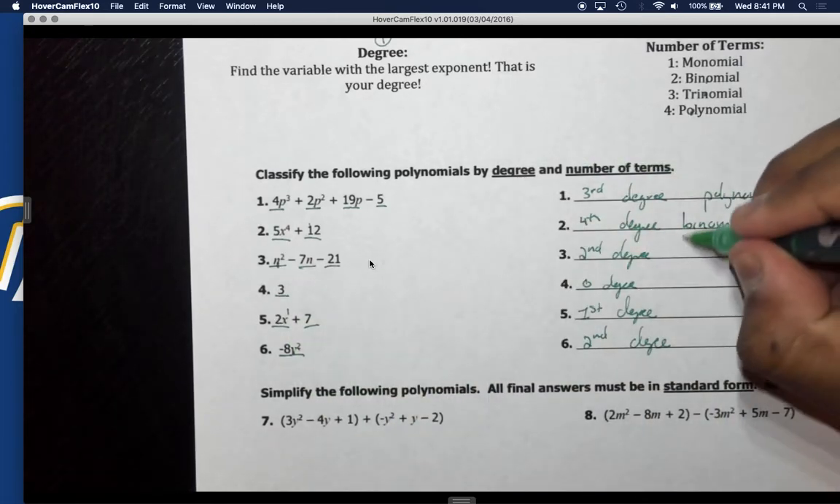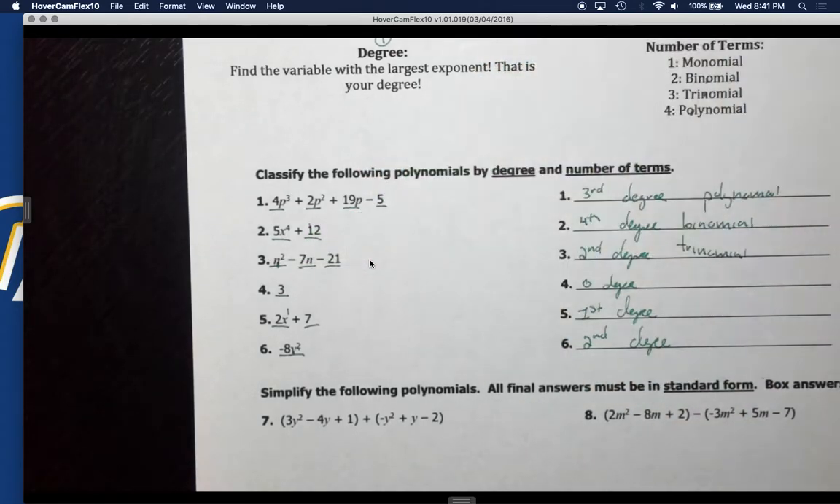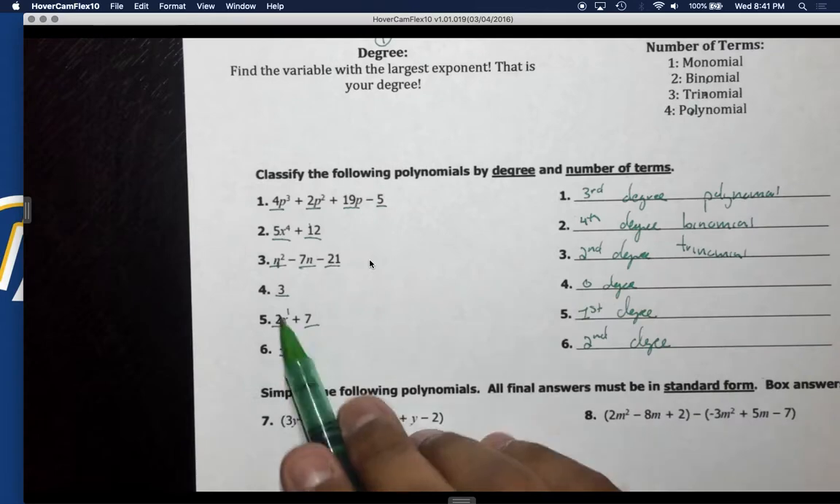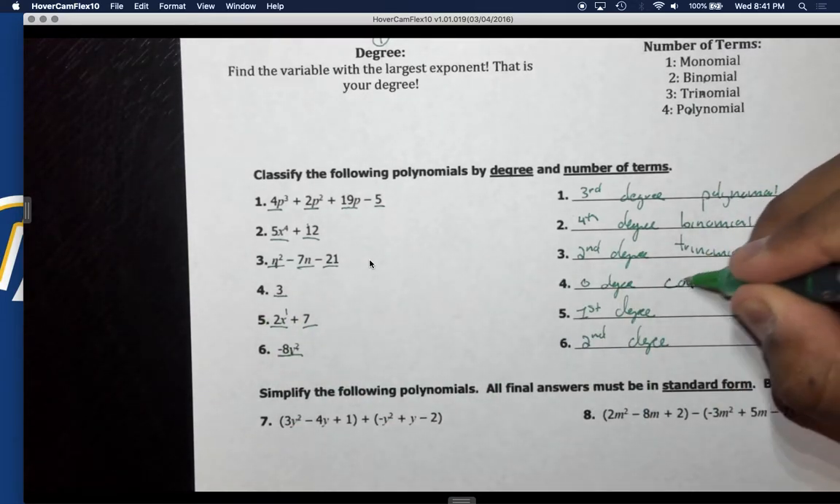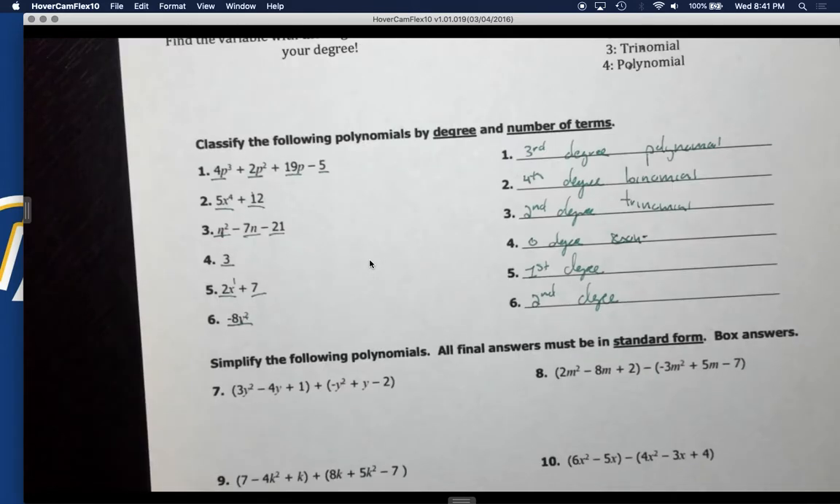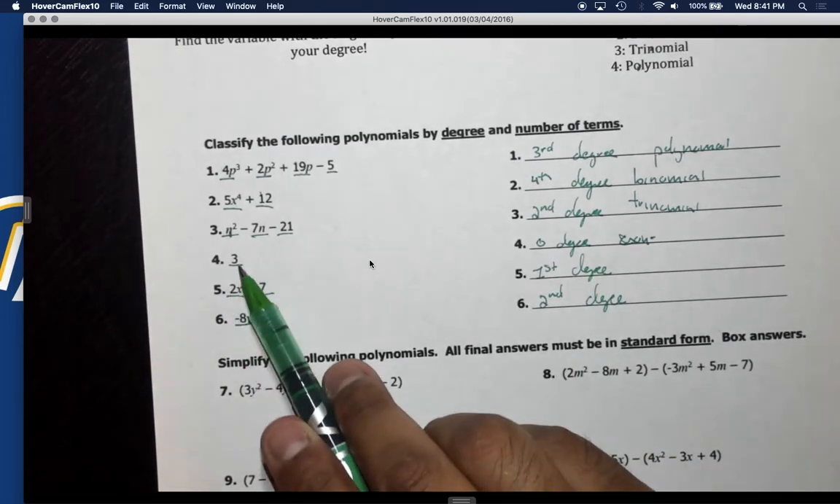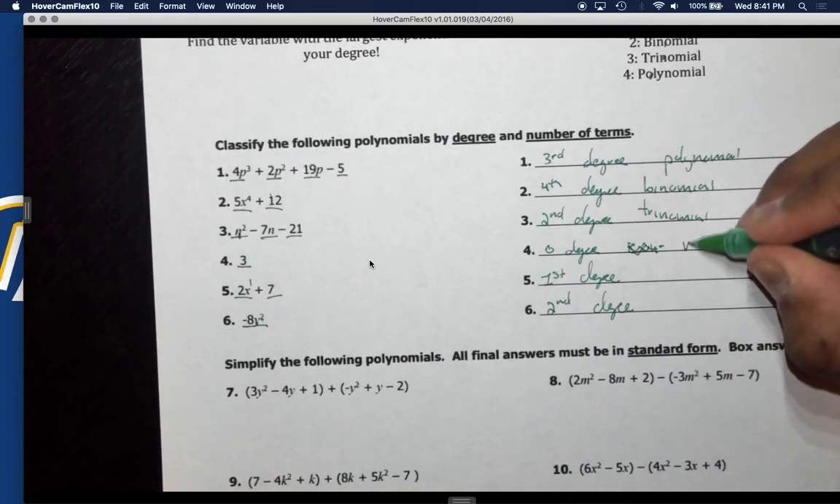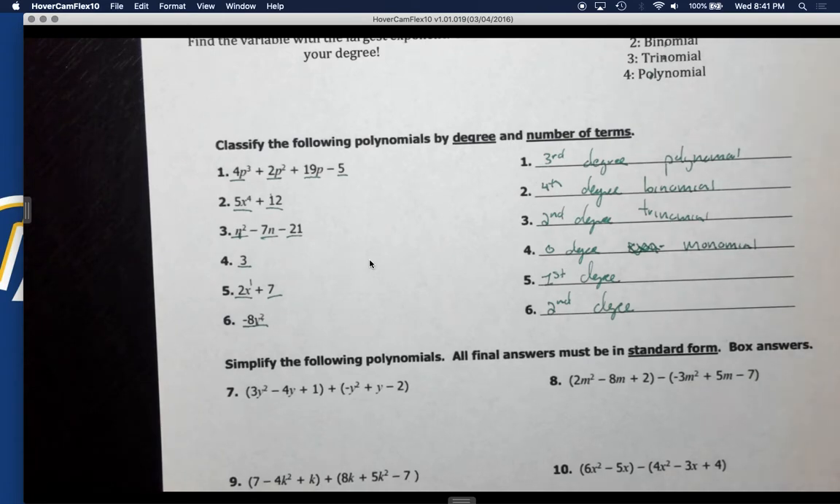3 degrees would be a trinomial. So this would be a second degree trinomial. A no degree, that's a 0 degree, so that's usually just called a constant. So that means that you are pretty much there. Or sorry, first degree would be a monomial. Almost messed up there. Almost.